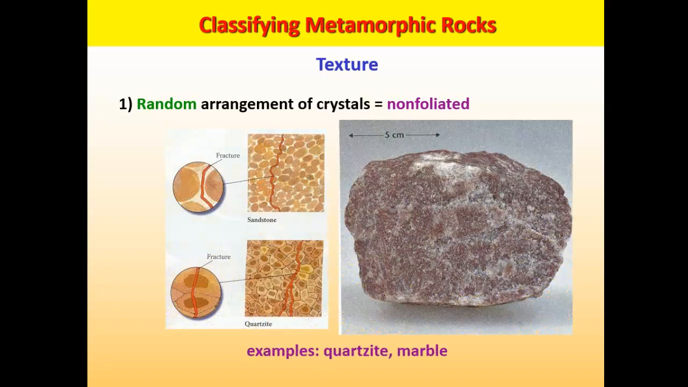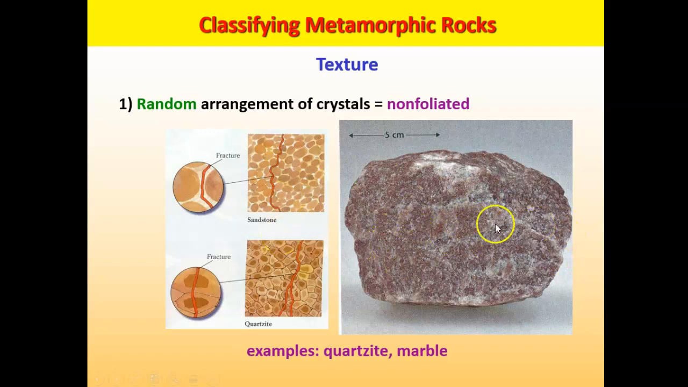So some images, same thing. You'll see this in lab, but this is an example of a quartzite. This looks very similar to a marble. Here you don't see any lining up of minerals. This is a non-foliated rock. We would say contact metamorphism is probably what's happening here.